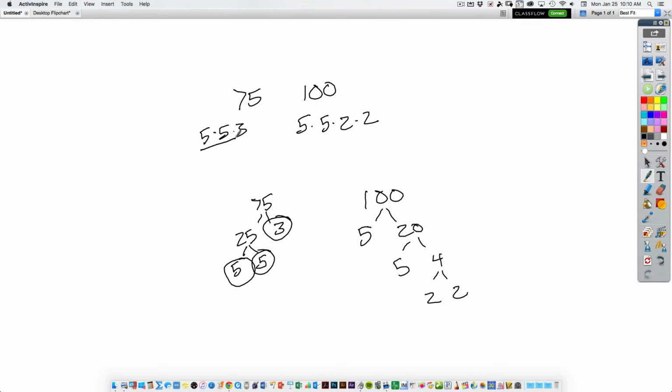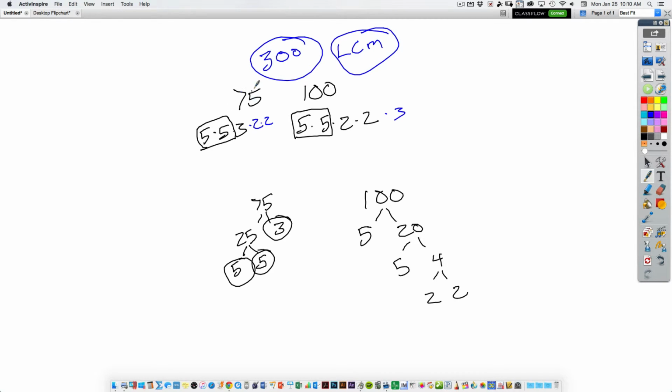And I have two 5s here, two 5s here. So what do I need? I'm going to need a 3 over here, and I'm going to need a couple 2's over here. Now they all have the same factors, so let's multiply them all back together again. 5 times 5 is 25, times 2 is 50, times 2 is 100, times 3 is 300. 300 is our lowest common multiple.